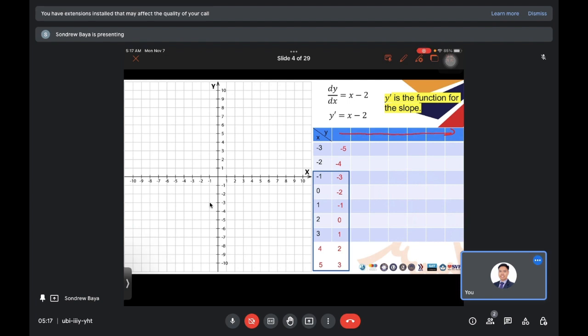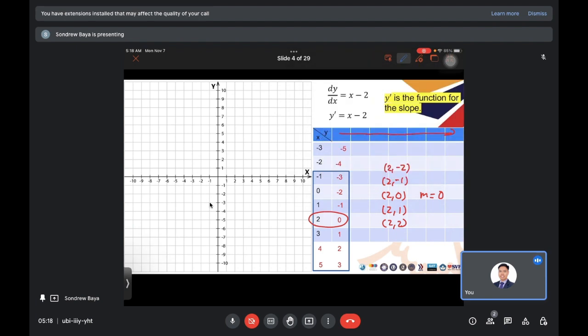Now, how do you analyze or interpret this? This means that at any point where x is, say, 2, your slope is 0. Any point, I repeat, where x is 2, your slope is 0. That means if my point is 2 comma negative 2, 2 comma negative 1, 2 comma 0, 2 comma 1, 2 comma 2, the slope here is equal to 0. Because at any given point where x is 2, the slope will always be equal to 0.